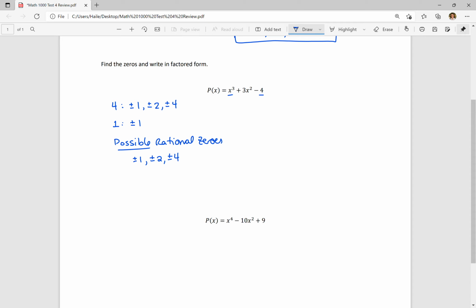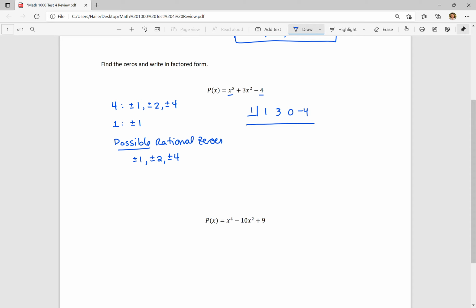Now, you don't have to check all 6 necessarily. Once you find one that works, then you can simplify your equation down and you don't have to use the rational zeros theorem again. So maybe let's start by checking 1. The way that we check a zero is we use synthetic division. So we're just going to take our polynomial, so we have 1, 3, 0, negative 4, and we're going to divide it by 1. So we're going to set up that synthetic division.